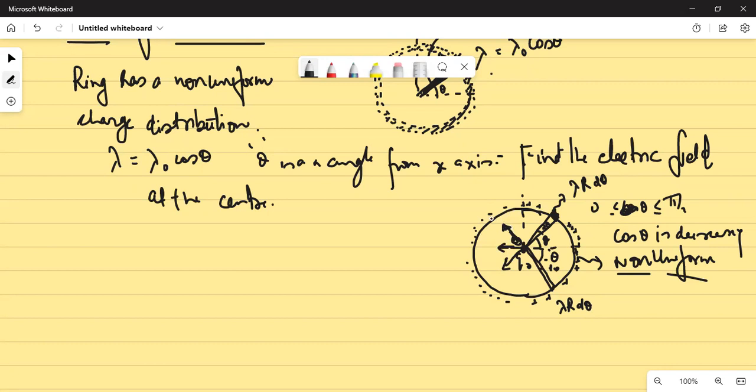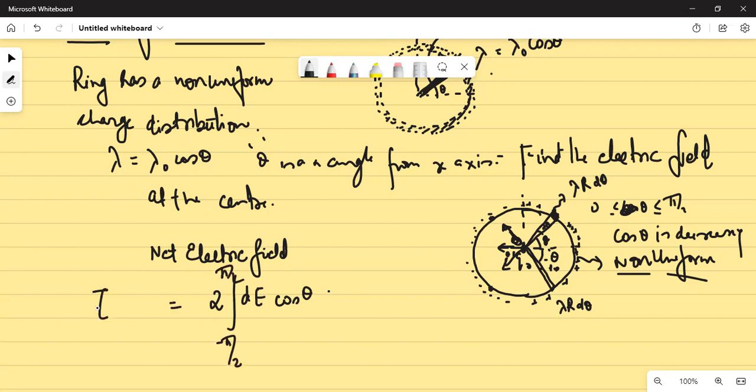So if I make a dq here also, what will happen? This will attract in this direction, and here if I make a dq element, this will attract in this direction. Is that clear? So my net electric field now would be 2 times differential dE, and this is theta, so this is 2 dE cos theta. Is that clear? And my theta is varying from minus pi by 2 to plus pi by 2.